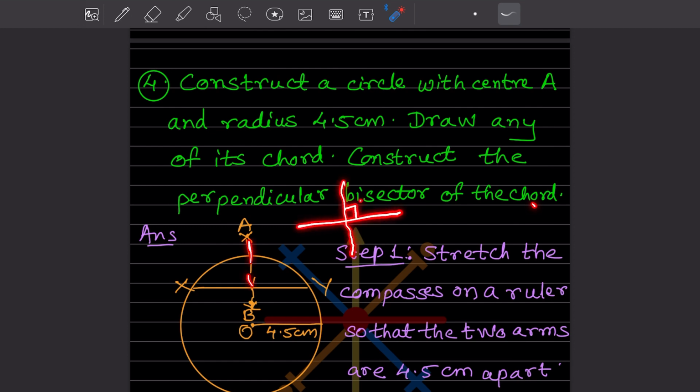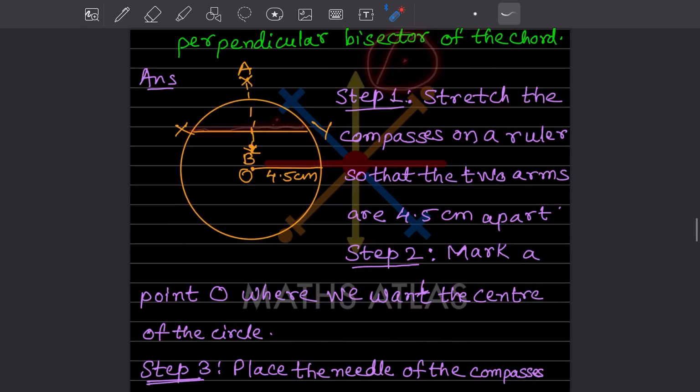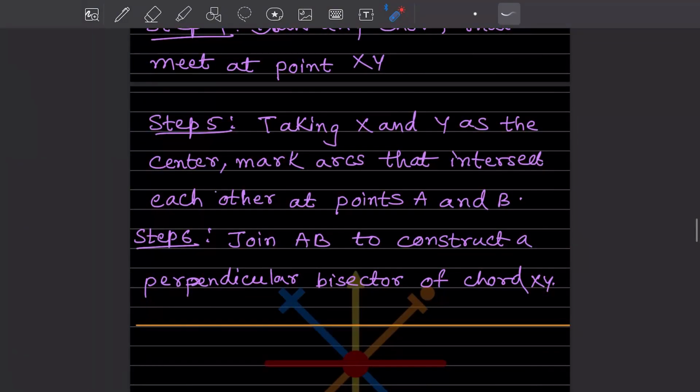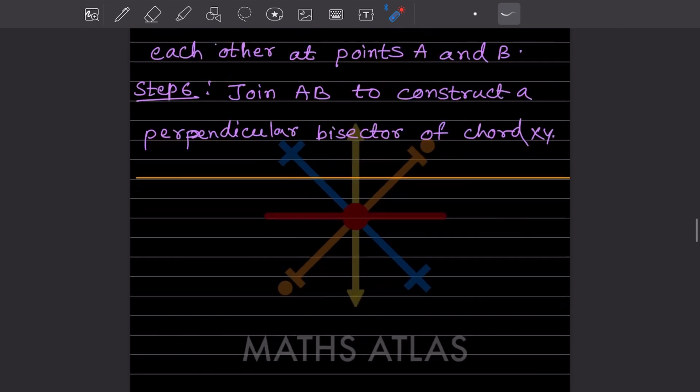Can you see this will be 90 degrees? When we say perpendicular bisector, we are talking about the chord. This chord you can put anywhere. I just put it over here. It can be anywhere, but it should not pass through the center. It can be like this also. So join AB to construct a perpendicular. You can also look at the steps.